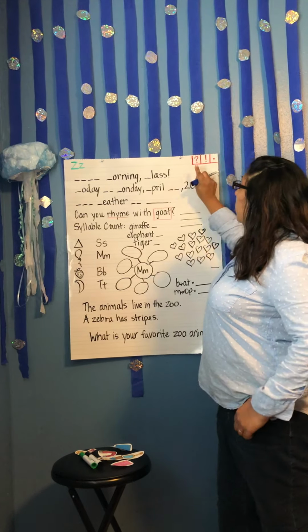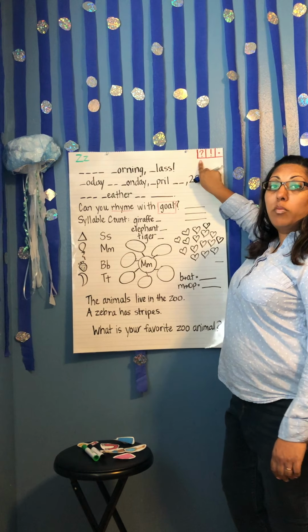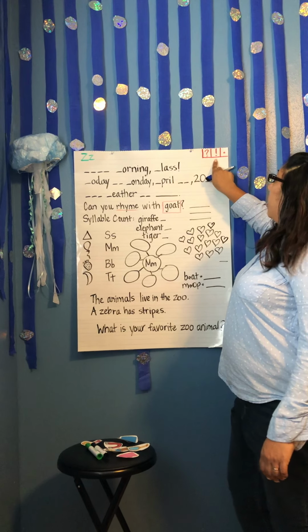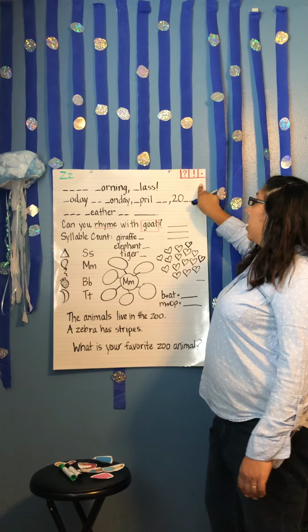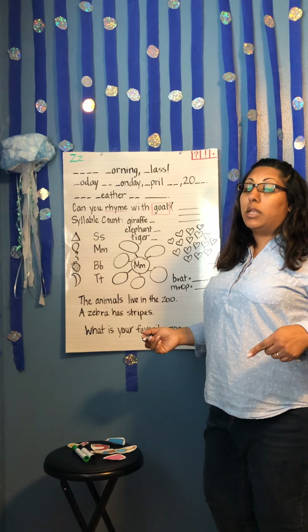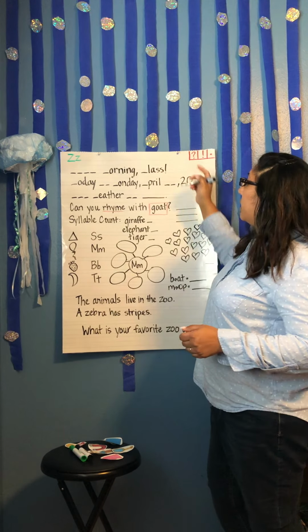And I'm going to go ahead and talk about our punctuation marks before we begin. We have a question mark, exclamation mark, and a period. And where do all of these punctuation marks go? At the end of a sentence. That's correct. At the end of the sentence.